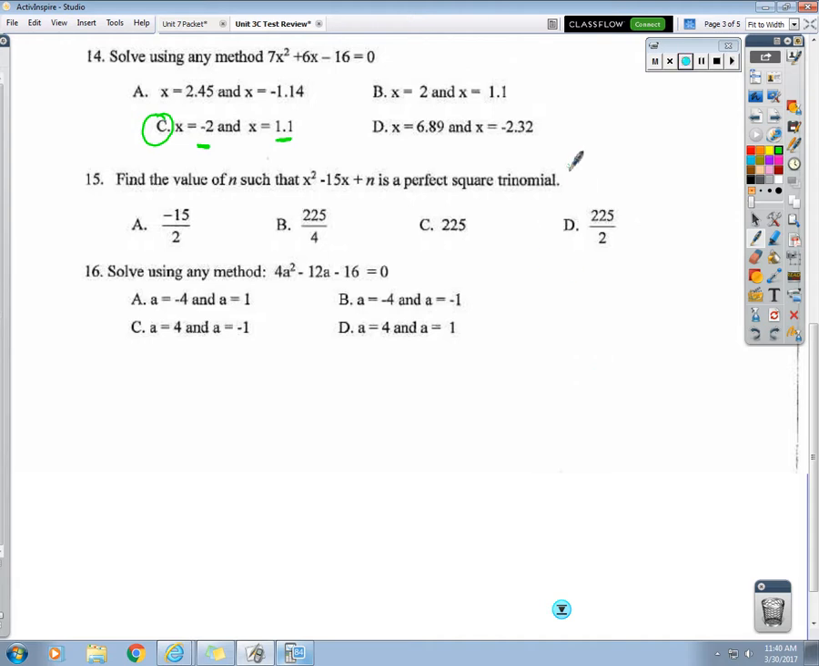Well, it means that the factors of it match. So they'll be identical. Remember, when factoring, you're looking for two numbers, and those two numbers have to add to negative 15 and multiply to get whatever this number is. Well, what numbers add up to negative 15, but it's the same number in both?